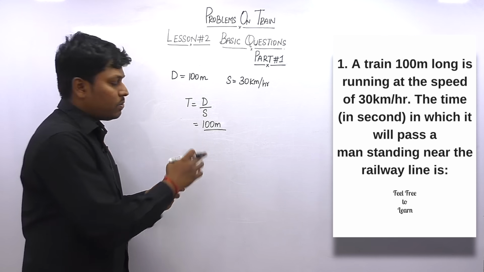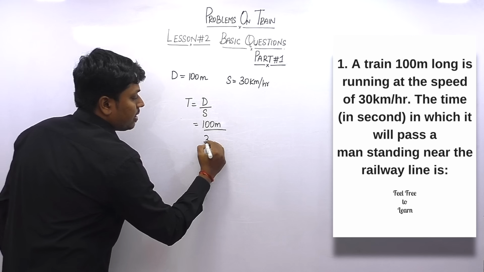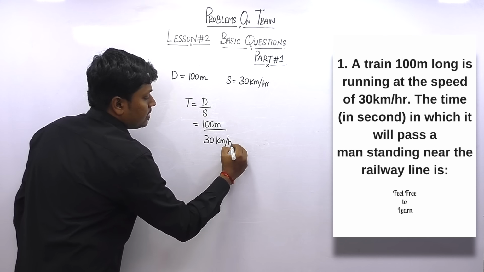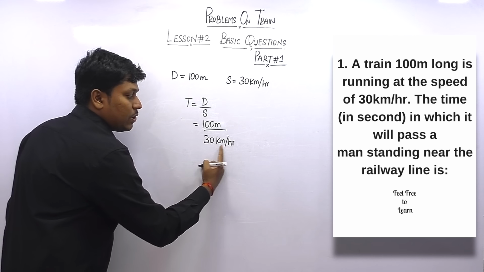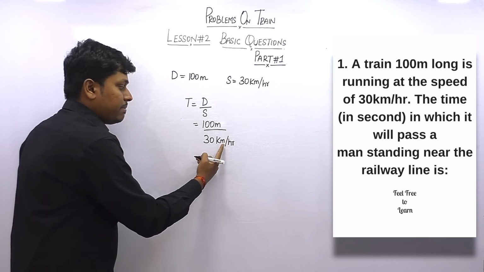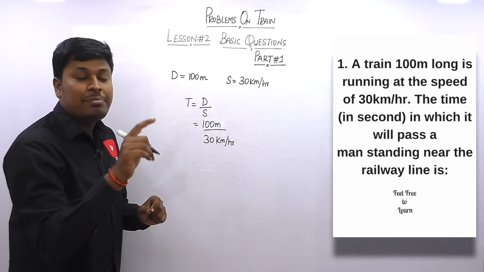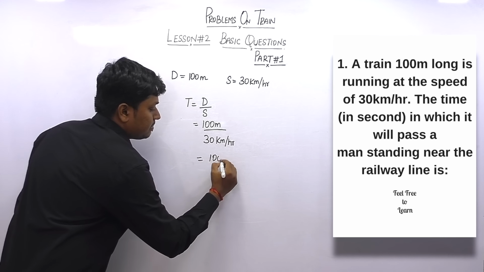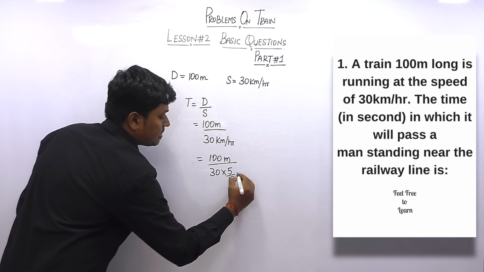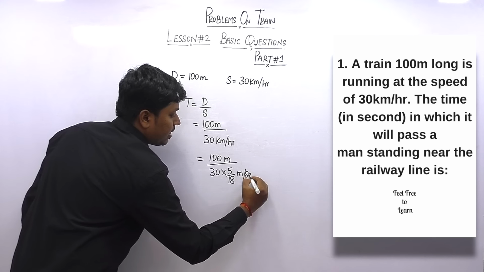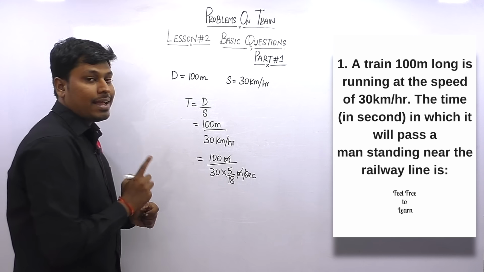If you already learned, you don't want to write all those steps, meter, kilometer and all, right? So here the speed is 30 kilometer per hour. Our target is to find the answer in seconds. So let me do one thing. First we can convert this kilometer per hour into meter per second. So in the basics I have told you, for converting kilometer per hour into meter per second, you need to multiply the value by 5 by 18. So 100 meter divided by 30 into 5 by 18. So finally we converted this 30 kilometer per hour into meter per second. So now you can cancel meter and meter. So finally you will get an answer in seconds.